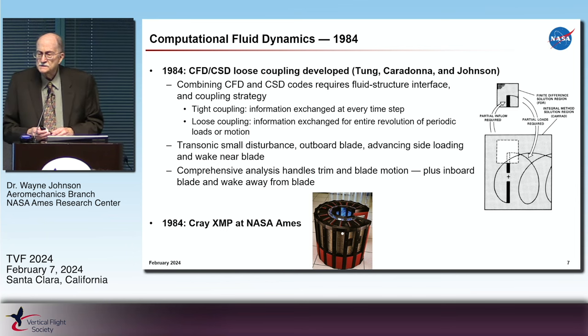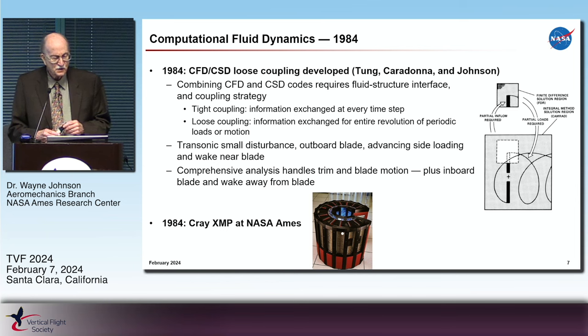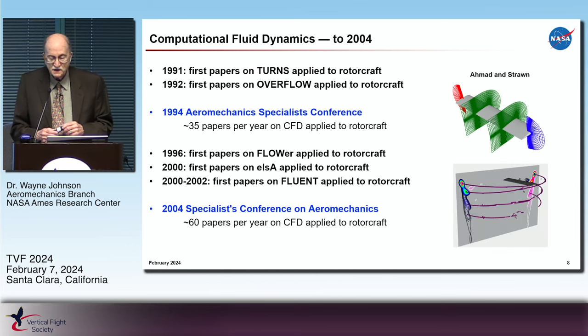In the 90s, you'll start to see the first appearance of the major computer codes for CFD, the names of which are still active. 1991, TURNS, which is a U.S. Army code, and OVERFLOW, which is NASA. That gets us to the 1994 conference. FLOWer, which is German, elsA, French, and Fluent, a commercial code.